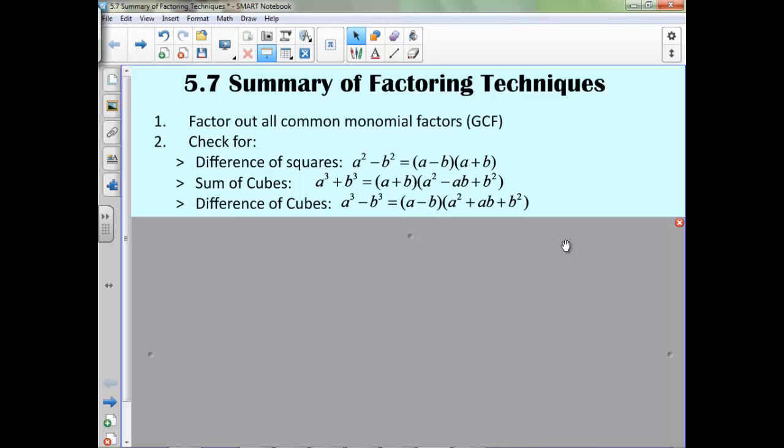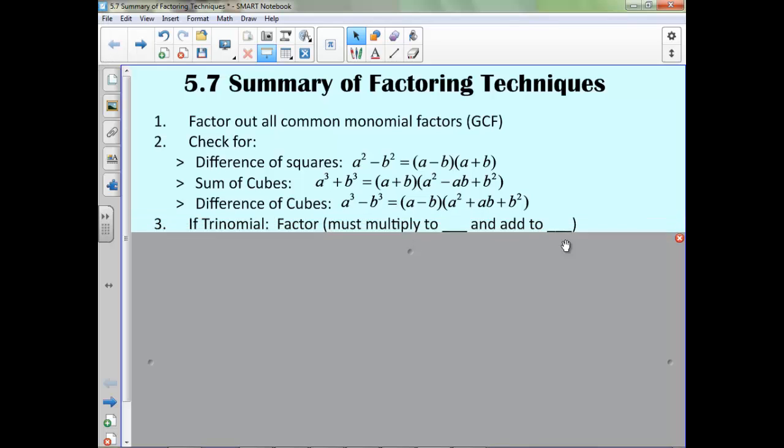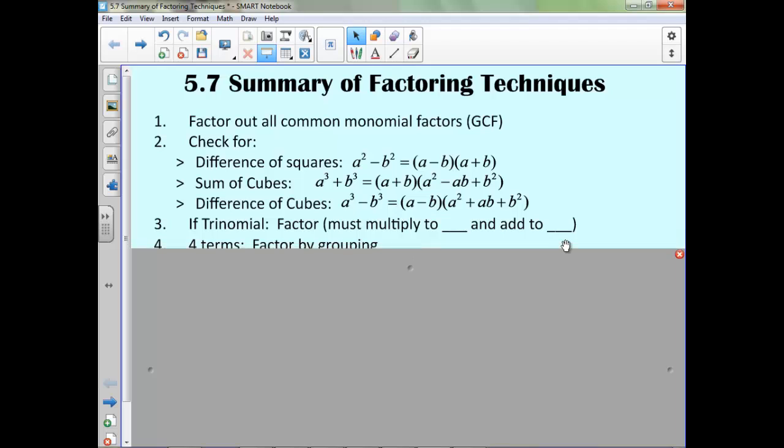If none of these three things work, we can always check if it's a trinomial. To factor it, we have to find two numbers that multiply to a certain number and then add to a different number. If we have four terms, we can try factoring by grouping.